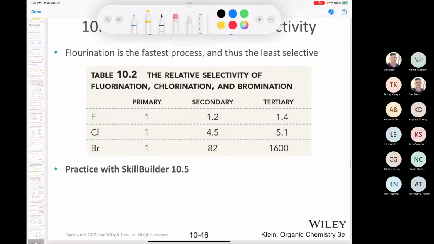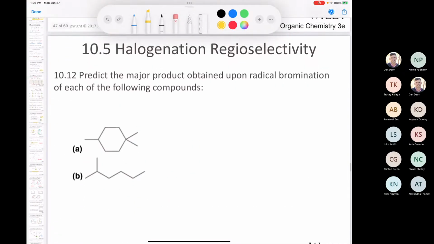Well, with all that in mind, let's try a practice problem. It says, predict the major product obtained upon radical bromination of each of these. So let's say we took A, and we treated this with bromine, and we shone some light on it. Where is the bromine going to go? I'm going to highlight a few places. I'll put one here. I'll put one here. I'll put one here. And I'll put one, I don't know, here. Where would the radical go? Could anybody tell me?